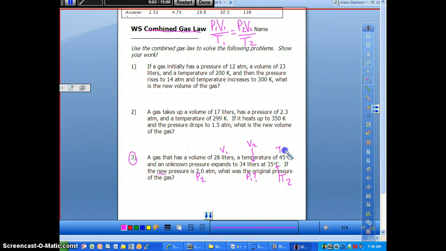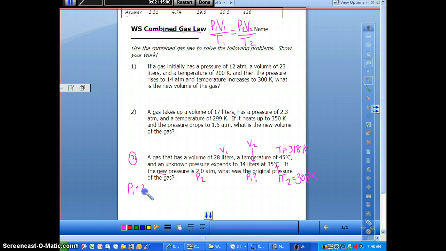Of course, the only thing you need to do is change your temperatures to Kelvin by adding 273 to both. When you add 273 to 45, you should get 318. And when you add 273 to 35, you get 308. We'll go ahead and put units on there so we know what we're doing. And then we plug everything in. So the variable we want is P1. We'll leave that just the way it is.